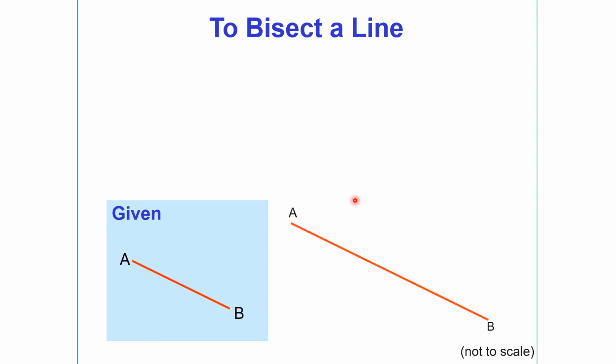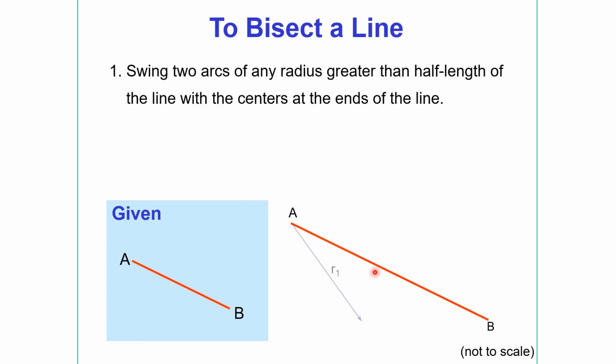To bisect a line, we want to get the intersection or midpoint of this line. We want to bisect at the midpoint. So how? There are different ways. I will show by different ways.